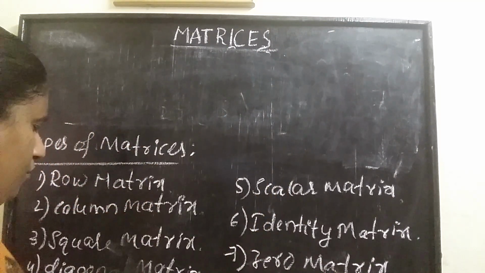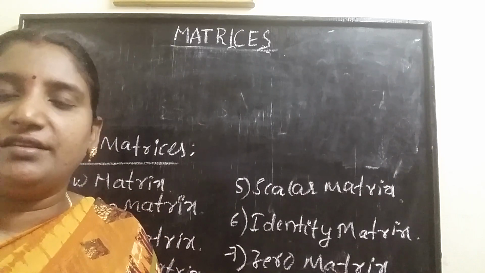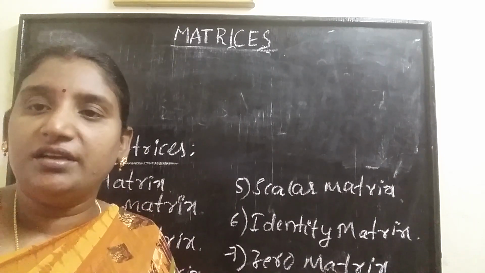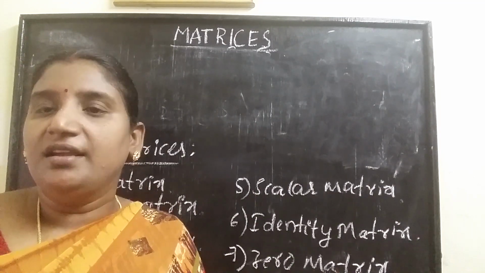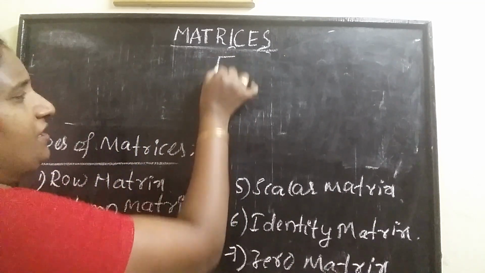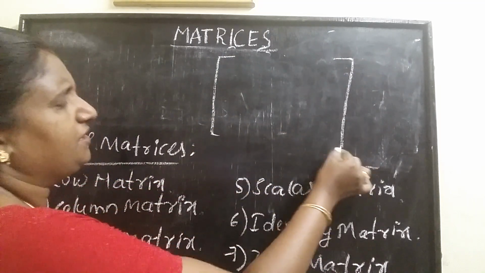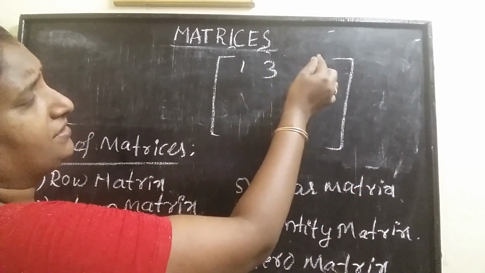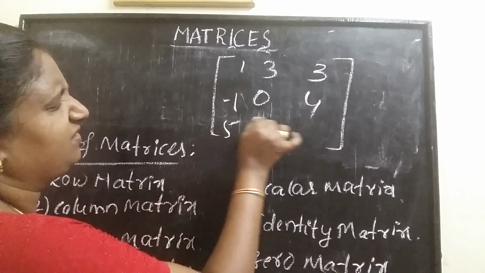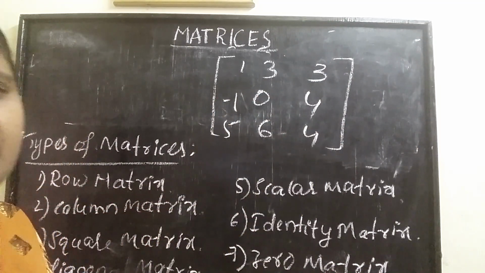Next, we have to go for the diagonal matrix. Before going to the diagonal matrix, we have to discuss the diagonal elements. What are the diagonal elements? See, in a square matrix, please take one example. So this is a square matrix.